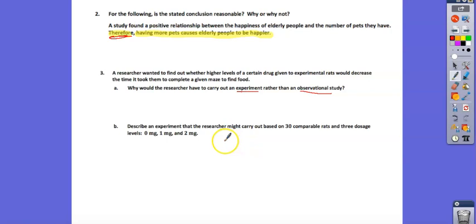So if you were going to describe an experiment that the researchers might carry out based on 30 comparable rats and 3 dosage levels, first you'd have to randomly assign the rats to 3 different groups and give one group 0 milligrams and time them on their time through the maze. Another group 1 milligram, time them through the maze, and 2 milligrams. That would be reasonable, and that is an experiment.